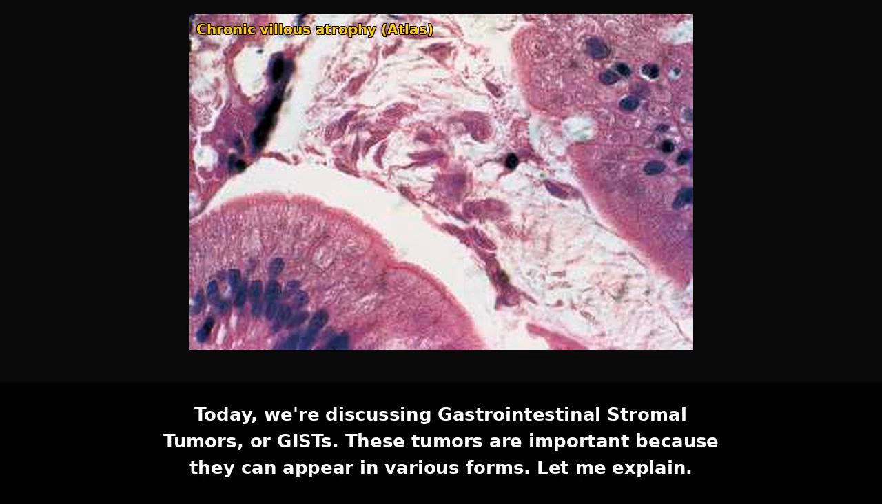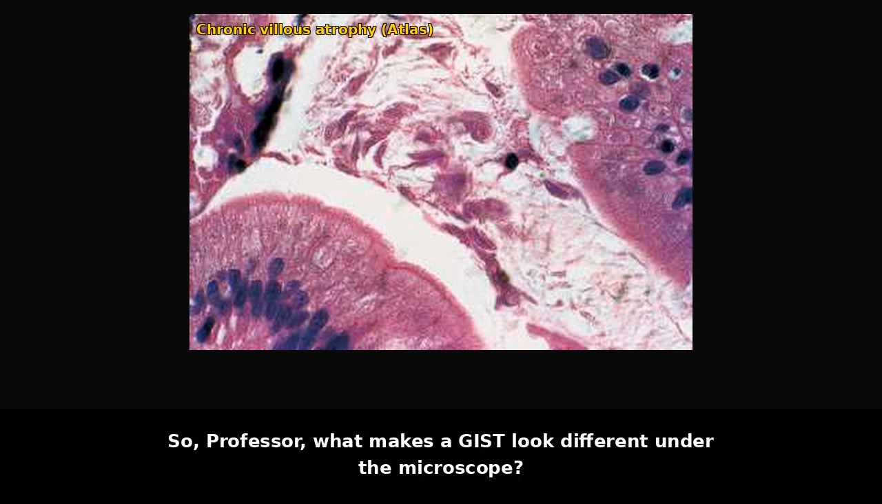Today, we're discussing gastrointestinal stromal tumors or GISTs. These tumors are important because they can appear in various forms. Let me explain. So, Professor, what makes a GIST look different under the microscope?